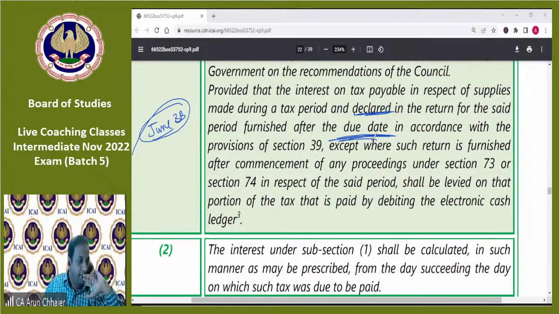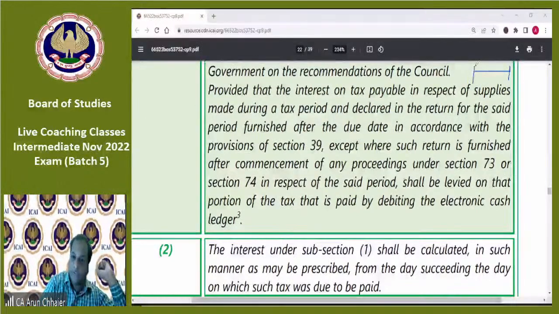If the return is filed per quarter, interest will be calculated on the days. For that case, I have to see for the entire quarter. April, May, and June, I have to consolidate for the June month.